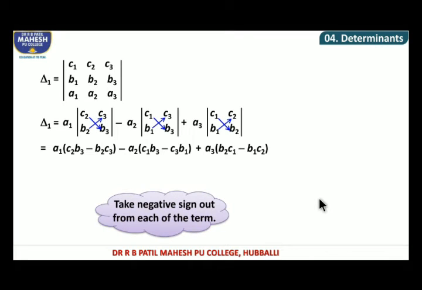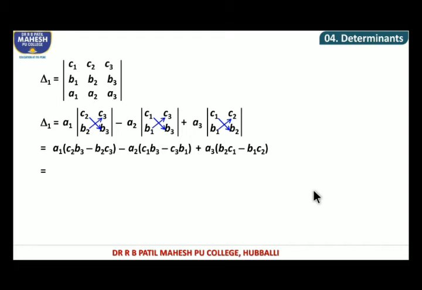Now take the negative sign out from each of the terms. So we have minus, whole into the bracket of a1 into the bracket of b2 c3 minus b3 c2, and minus a2 is here, because we are taking the minus sign from these brackets only, not these signs here, right?